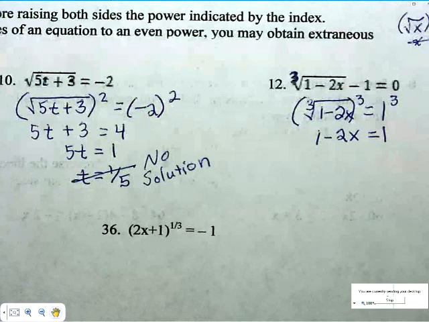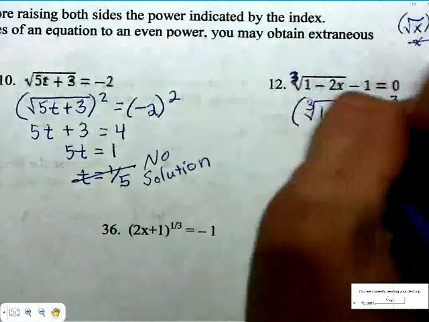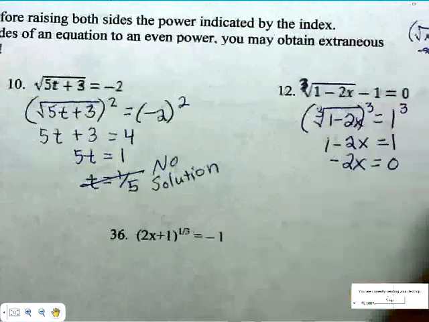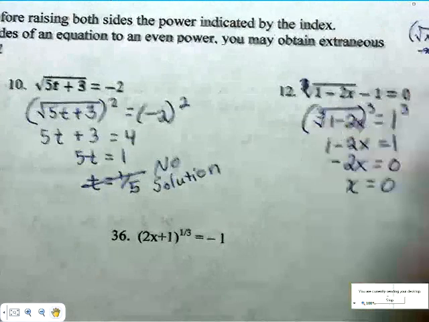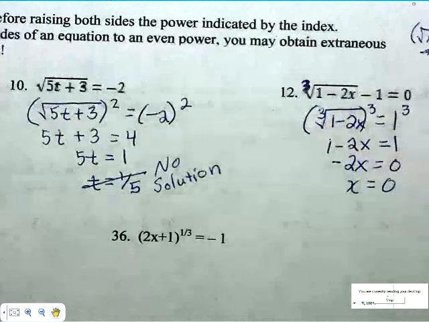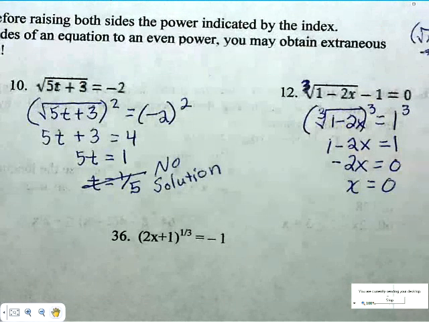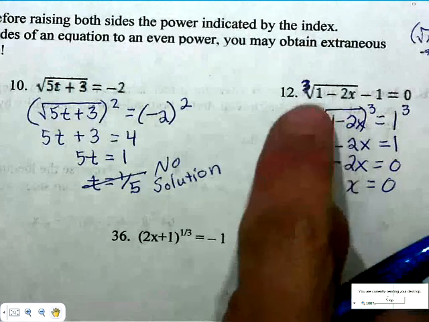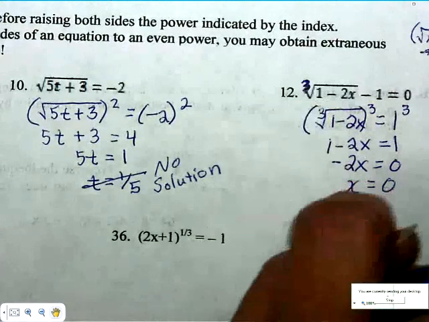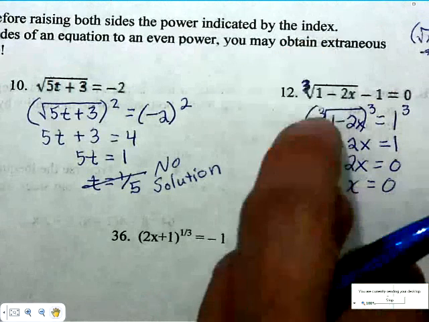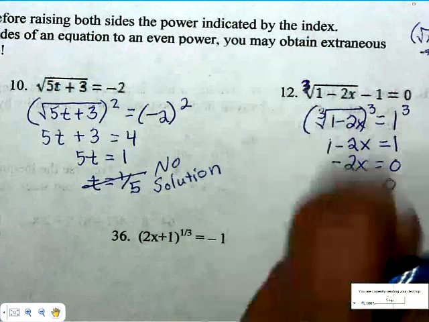Subtract 1 from both sides. I have negative 2x equals 0. Divide both sides by negative 2, and I have x equals 0. You should never get an extraneous solution when your index is odd. If you get an answer that doesn't check and your index is odd, then you've made a mistake. It's supposed to check.